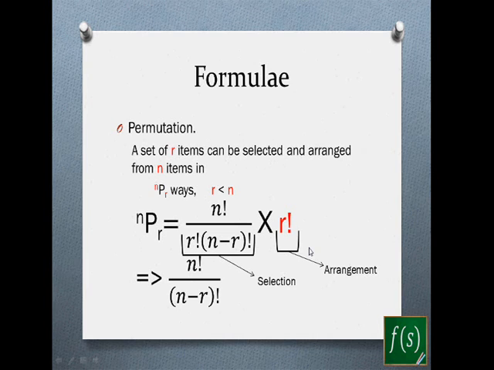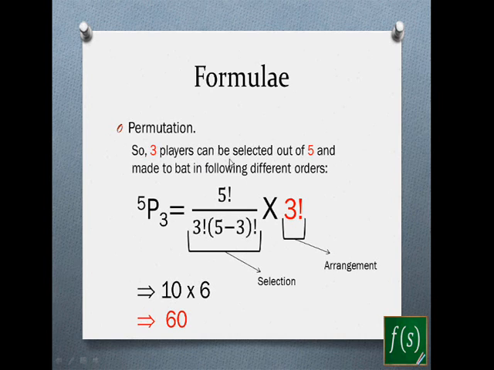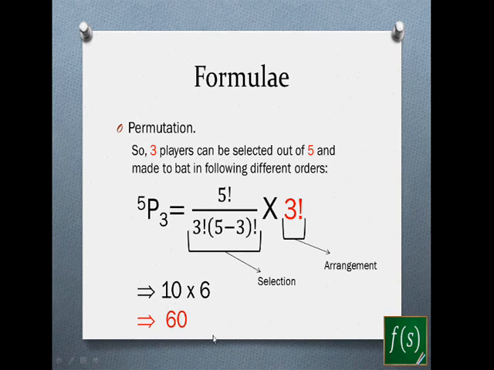Right, so in the same example, if we have 5 players and we have to select 3 of them and then set the batting order also, this is the number of ways in which you can do it.